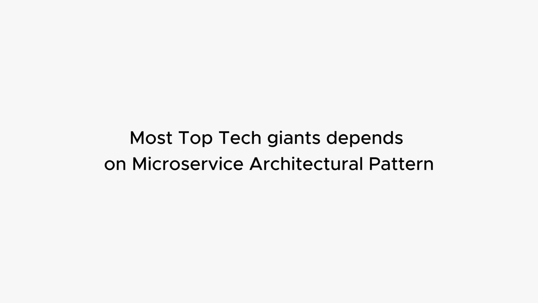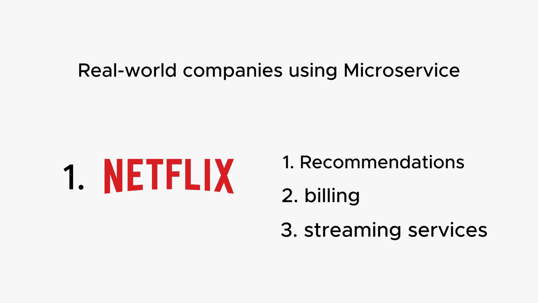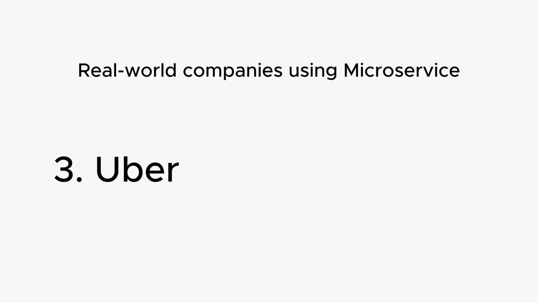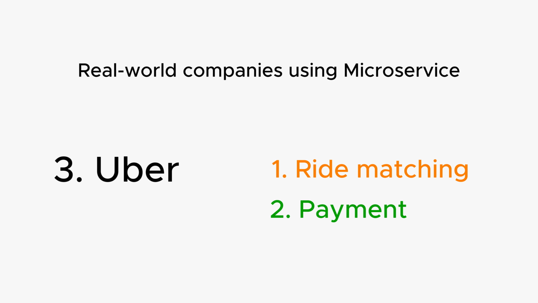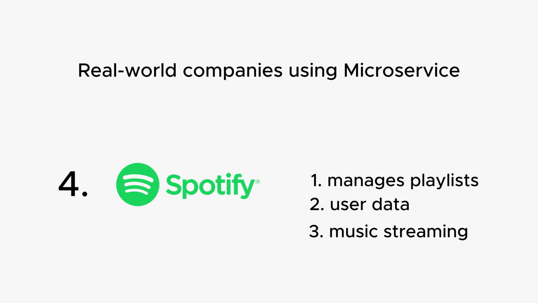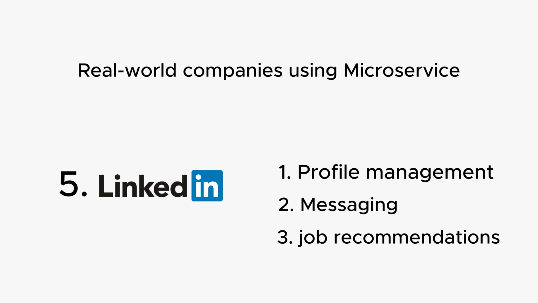Now, many large-scale companies are currently using microservices. Let's look at some of these companies. The first on my list is Netflix. Netflix handles millions of users with different independent services, such as recommendation services, billing services, and streaming services. Amazon uses microservices for product catalog, payment, and shipping. Uber has separate services for ride matching, payments, and notifications. Spotify currently manages playlists, user data, and music streaming independently using the microservices pattern. LinkedIn is presently using microservices for profile management, messaging, and job recommendations.